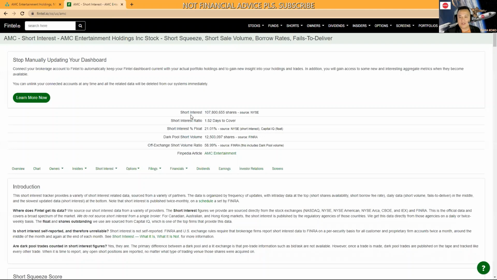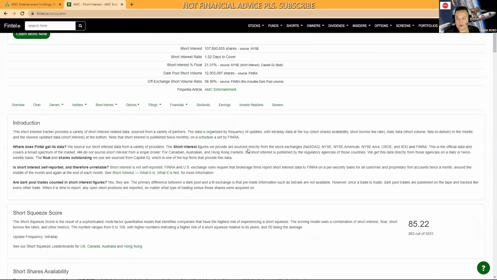Okay, so let's take a look at Fintel. According to Fintel, the short interest is 107,800,655 shares. And if they close this position, it will take them 1.52 days to cover. The short interest free float is 21.01. Dark pool volume is 12,503,097. Off exchange short volume is 58.99%, according to FINRA.